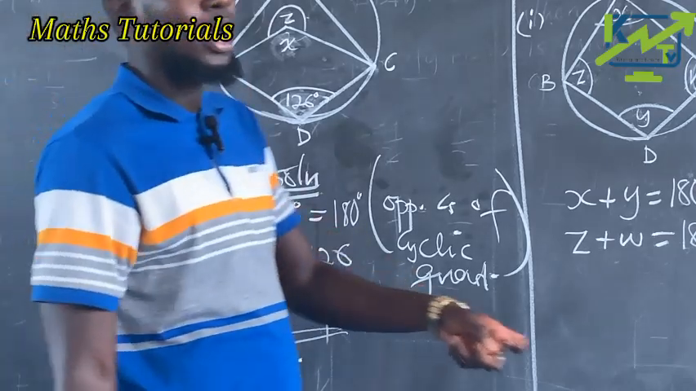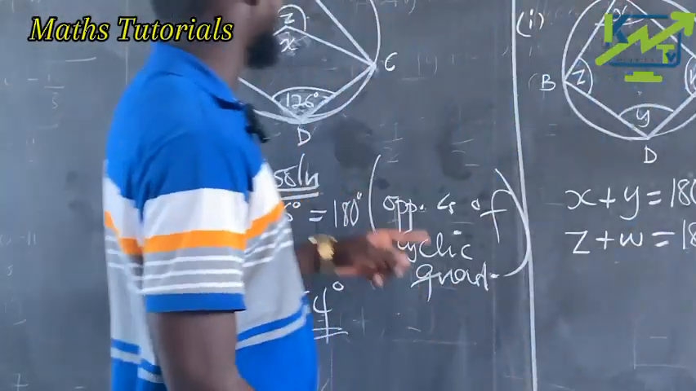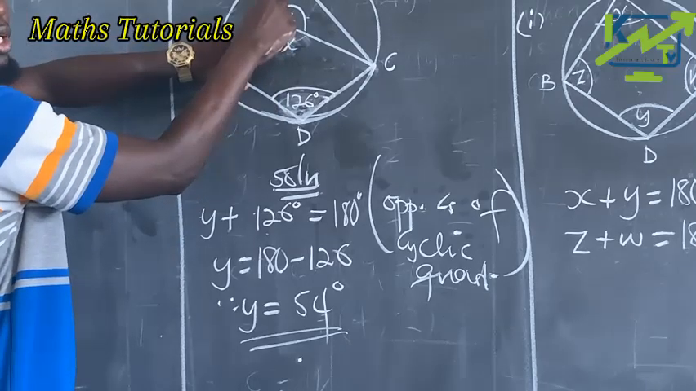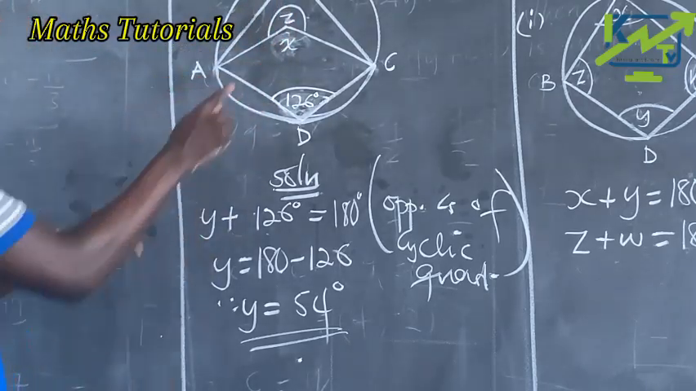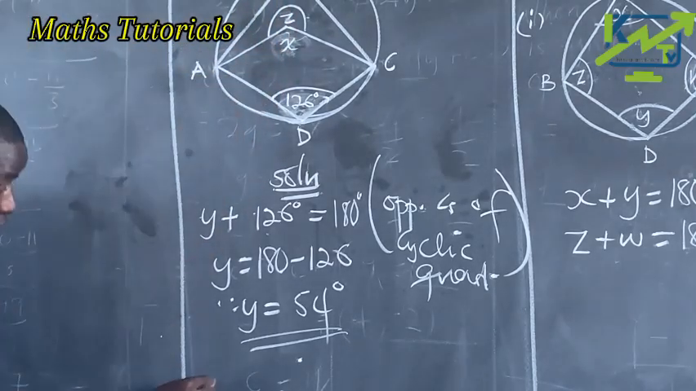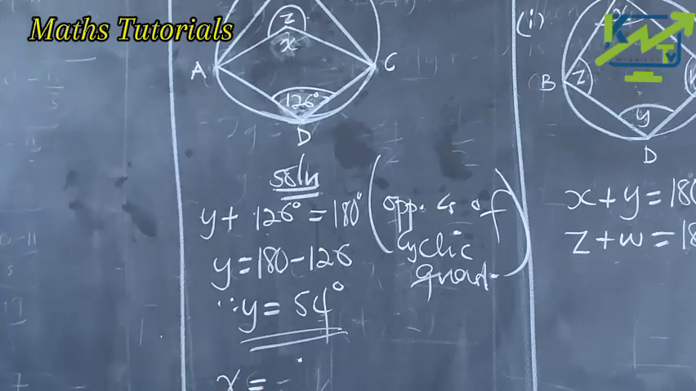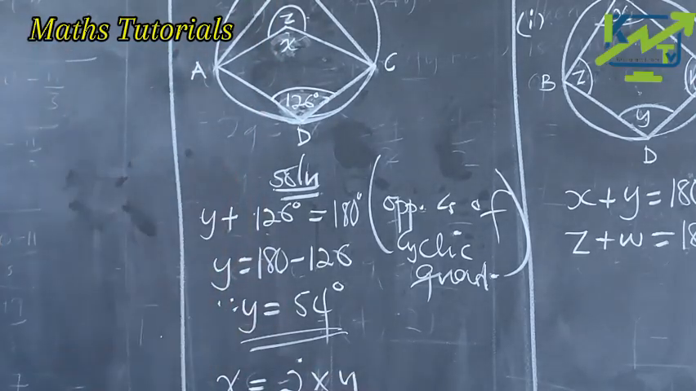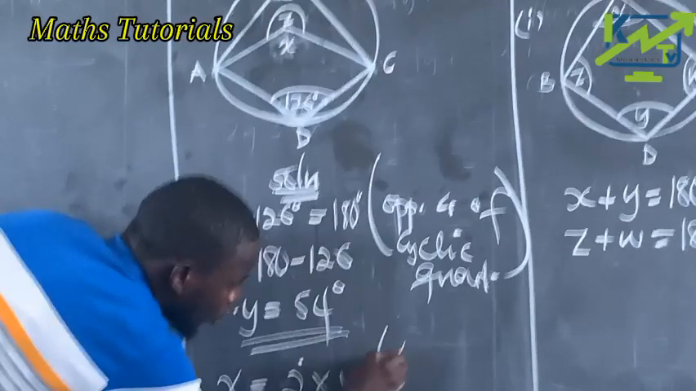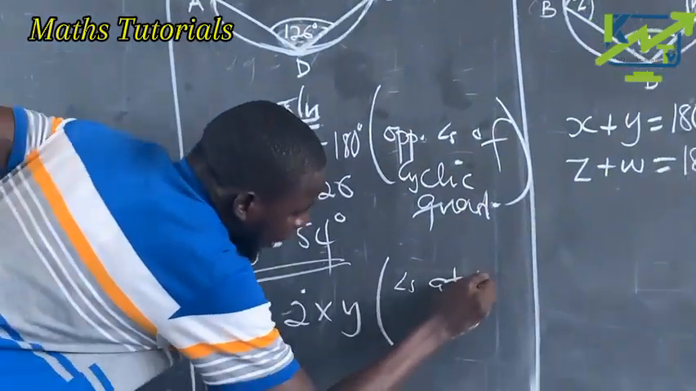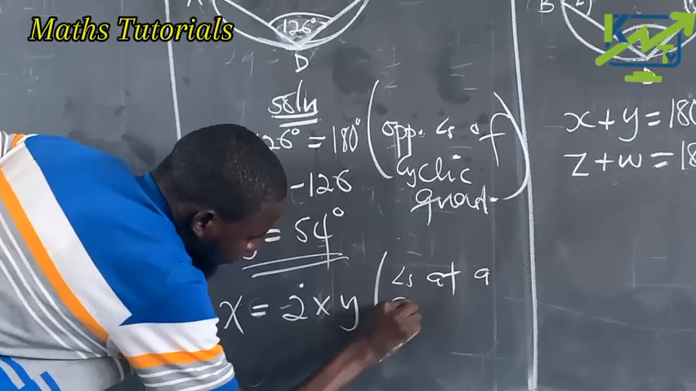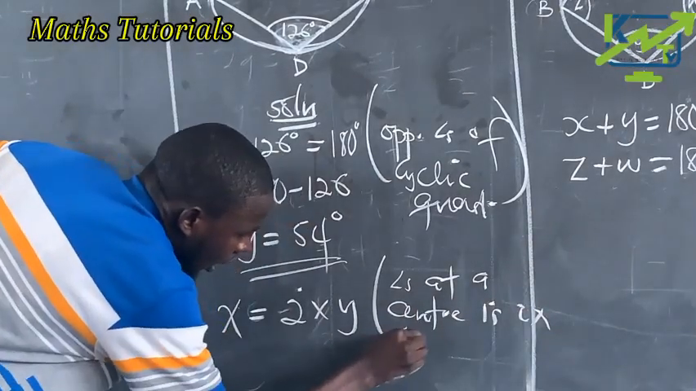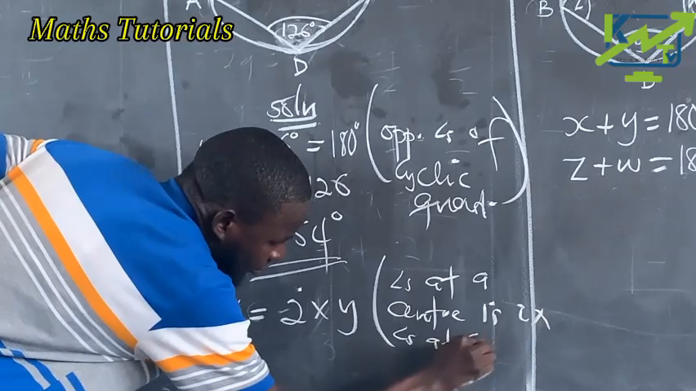Now I know my y as 54. I'm going to still apply this theorem number 1, which says that angle at the center is 2 times angle at the circumference. So in order for me to know the value of my x, my x is going to be 2 times my y. That is, angle at the center is 2 times angle at the circumference.